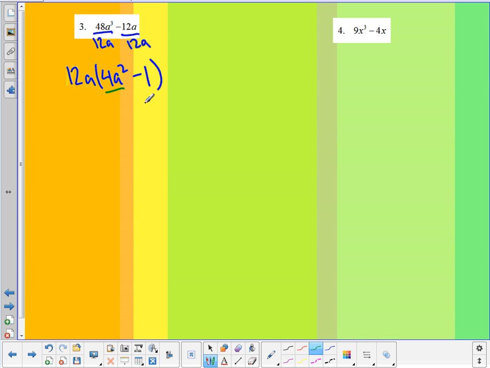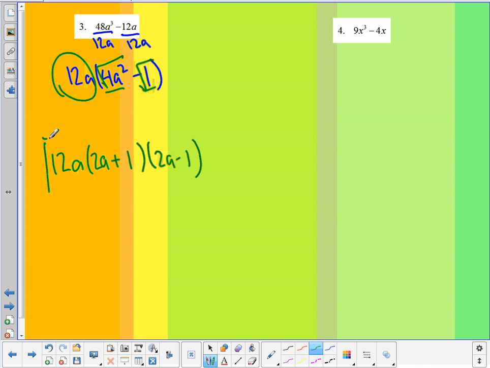4a squared is a perfect square and 1 is a perfect square. So now that's a GCF that's just going to be out front of my factored form like it was when we had trinomials. Then I take the square root of the two things inside. Square root of 4 is 2. Square root of a squared is a. Square root of 1 is 1. So I have 2a plus 1 and 2a minus 1. That's my factored form, and again, that GCF is still out front.